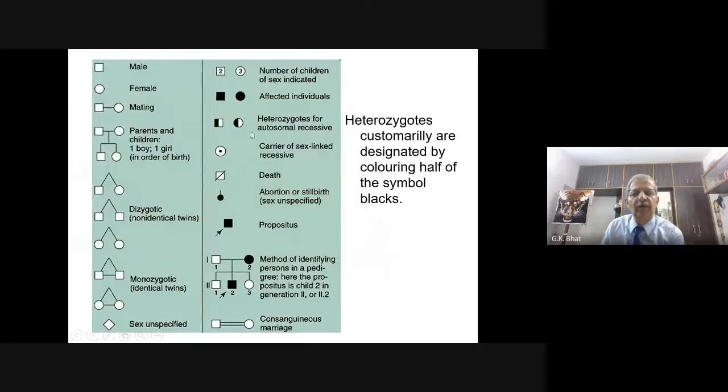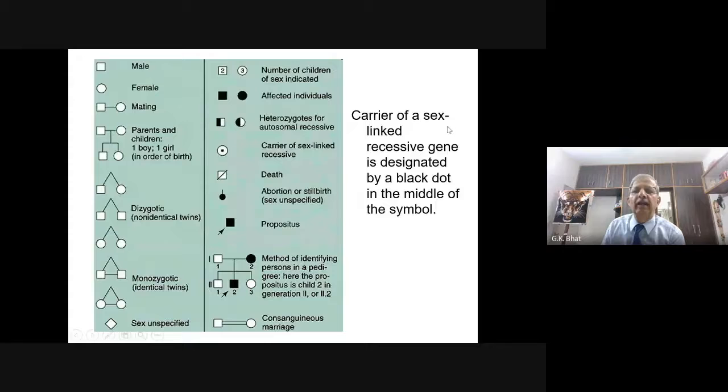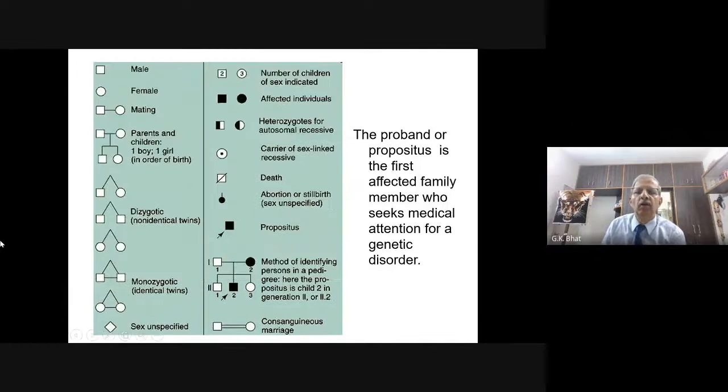Heterozygotes, as opposed to homozygotes, are customarily designated by shading half, this side or that side, whatever it may be. One more important feature is that carriers of a sex-linked trait were always shown by a dot. But now we are not following it. Even for sex-linked traits, we may give it like this.